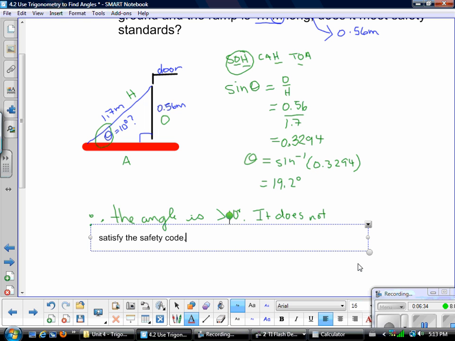Okay, so it's not just good enough to say it does not satisfy the safety code. You have to say the angle is greater than 10 degrees, so it doesn't satisfy the code, just so the person knows for sure you know what you're talking about. So again, what you can do is create your diagram. You can get me to check it. And then after you do it, it's pretty much the same as other questions. It's just getting that first diagram that makes the difference.